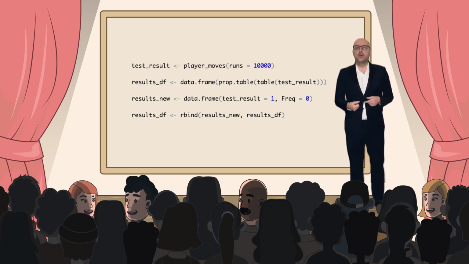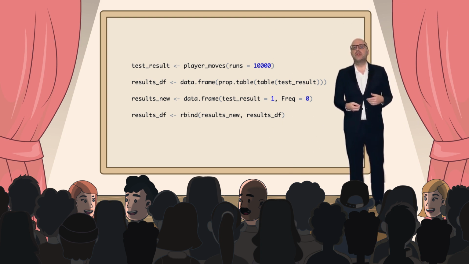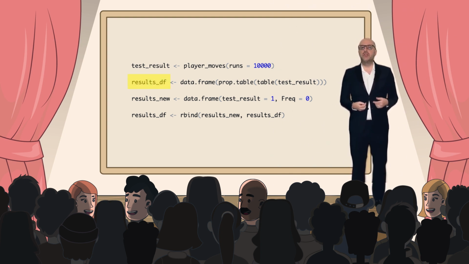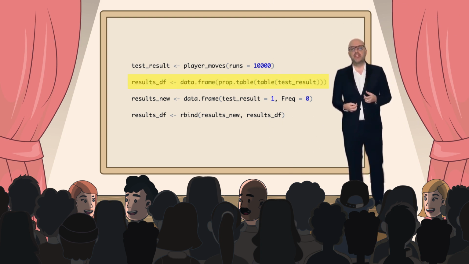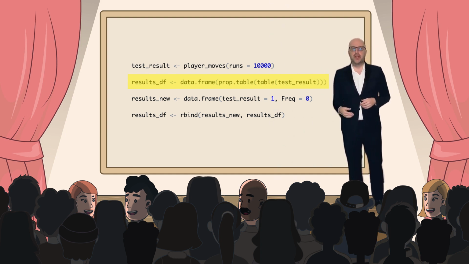So once that's run, we need to table the results, calculate the proportion, and turn that all into a data frame for R to use later. We do that with data.frame, parentheses, prop.table, parentheses, table, parentheses, test_results, and then a whole lot of end parentheses.